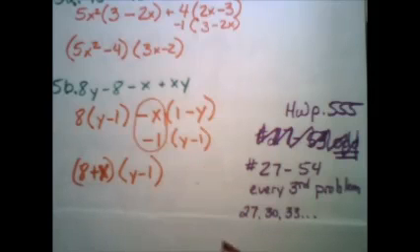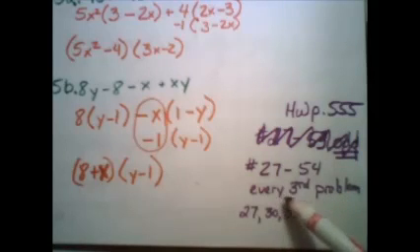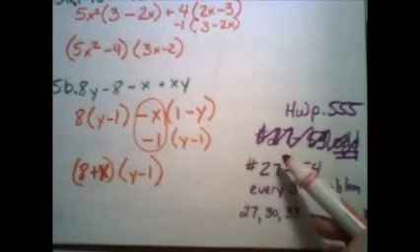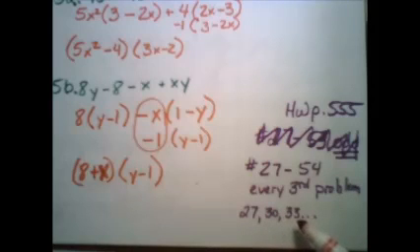So, your homework tonight on page 555, you are going to do every third problem between 27 and 54, starting with 27 and counting by 3s. So all of your problem numbers will be multiples of 3. It's only 10 problems, so check your work and make sure you're doing well, okay? And bring me any questions you have. See you tomorrow.